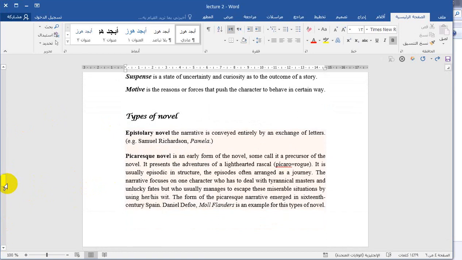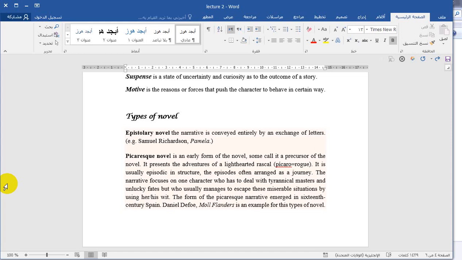The first type is the epistolary novel. In the epistolary novel, the narrative is conveyed by an exchange of letters. Letters are the major technique used here. The characters communicate with each other by letters. They send so many letters to each other. So this is called the epistolary novel, and we have Samuel Richardson's Pamela. It is a very famous English novel. It is called an epistolary novel.